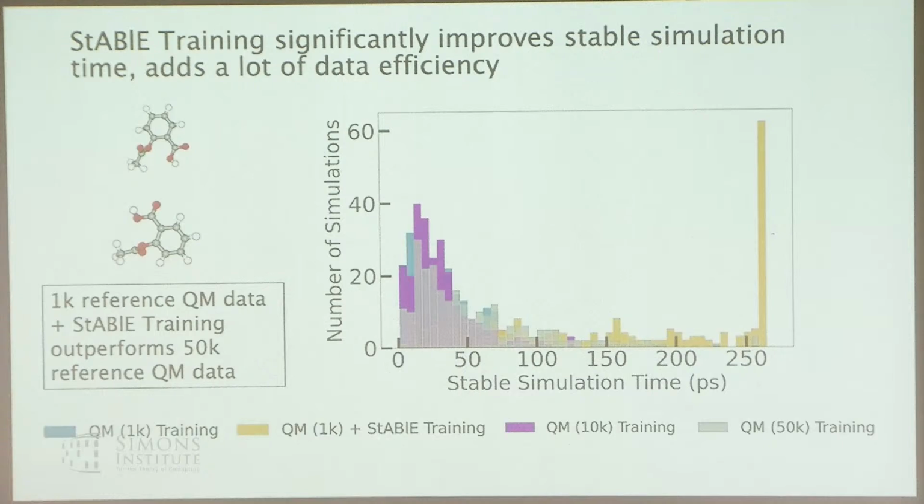Cool. So I'll just talk a little bit about some of the results that you get from this type of fine-tuning procedure. In this case, suppose you have some molecule and you have some reference quantum mechanical data. On the x-axis, we have the simulation time of how stable this is running, so ideally you want that time to be large. And on the y-axis, we have the number of simulations that are run in parallel over time. If you have 1K QM data, that's the blue lines here, and when you go to 50K QM data, you do go a little bit further in stable simulation time.